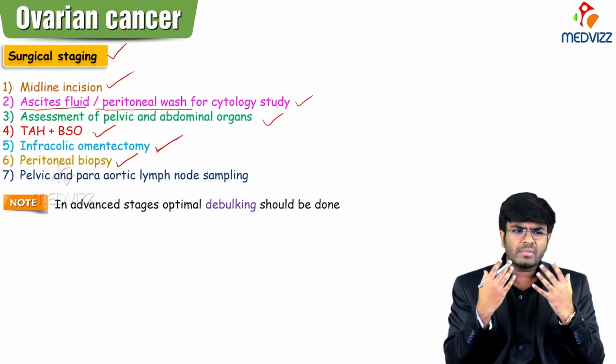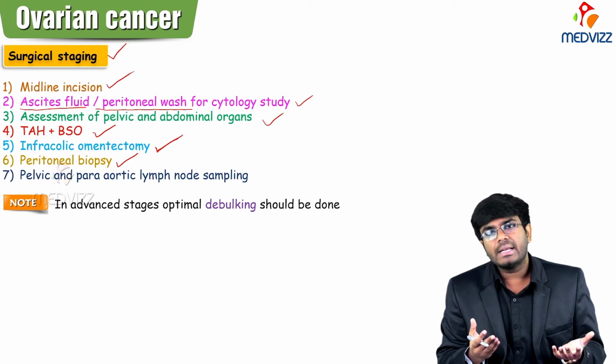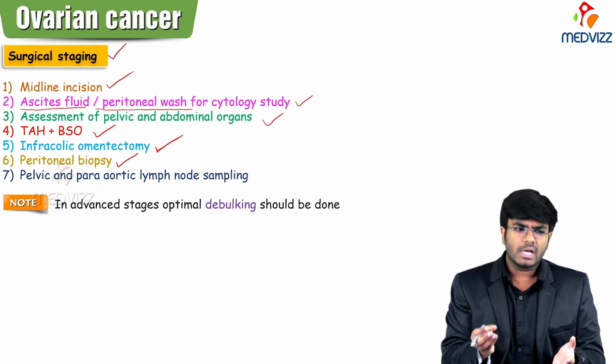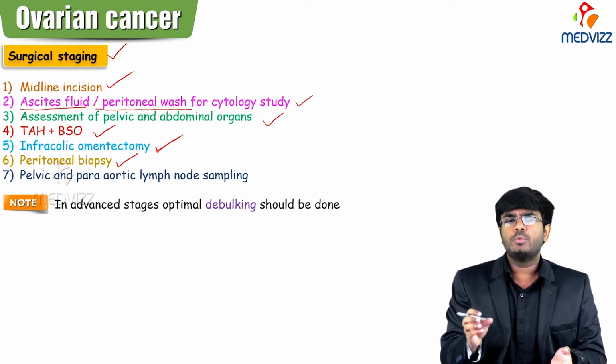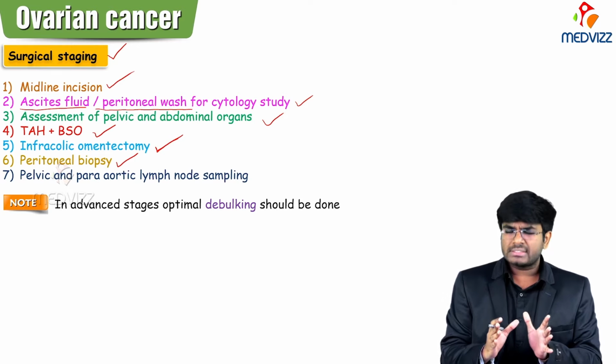Because you can grossly see that the tumor has already spread. So in that condition, there is no need for all these things. If you can see a tumor deposit on the diaphragm, or a big tumor lump attached to the peritoneum, in that condition all these are not necessary.